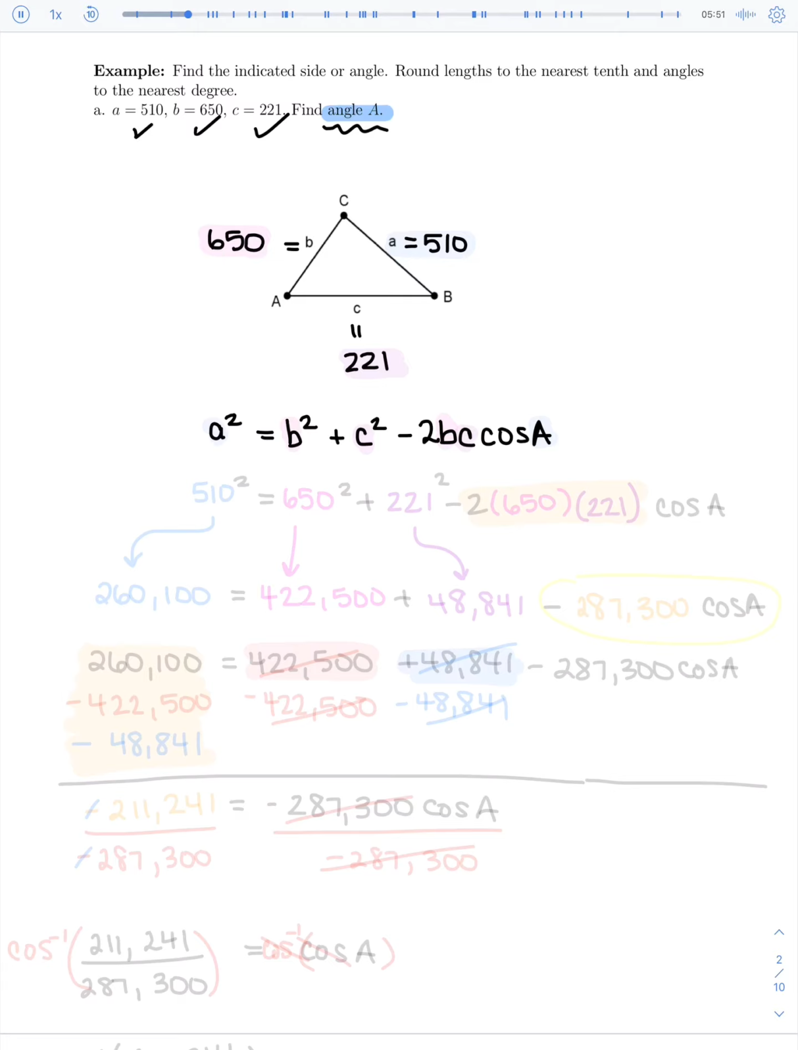Remember, this is how I always remember the formulas. They wanted us to find angle A, so I need to be starting out with side A. That's how these formulas work. And the other two sides, the B and the C, are always along with the angle on the other side. So we've got the C and the B to fill in. Okay, so let's go ahead and color code and fill in everything that we've got.